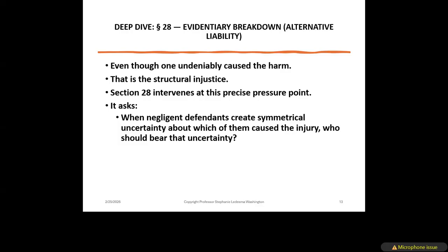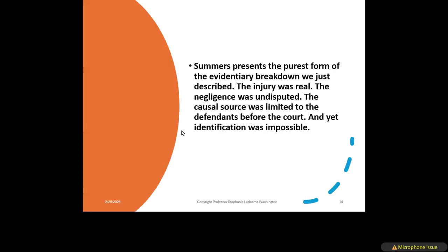This does not eliminate causation. We still have to establish actual causation, but it does reallocate the burden of proof. Section 28 prevents evidentiary symmetry from becoming the exercise of immunity that protects negligent defendants.